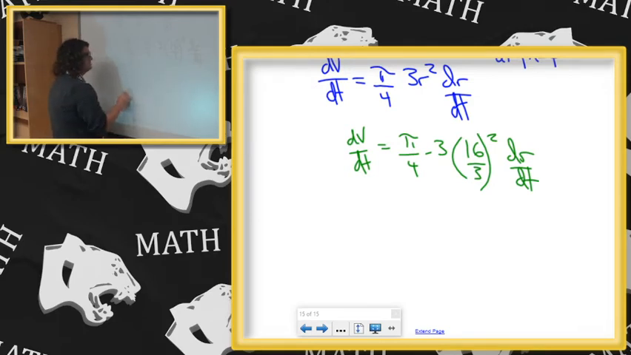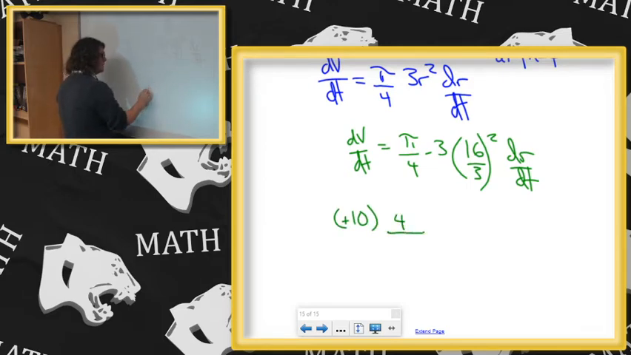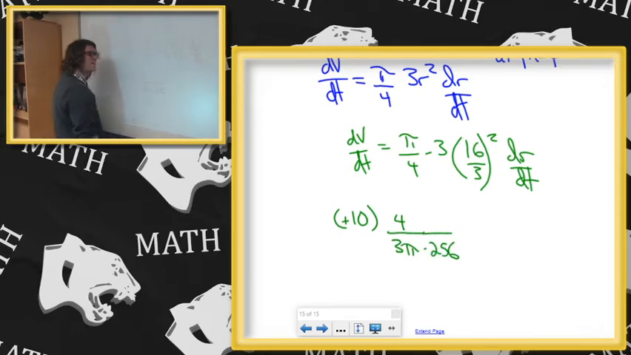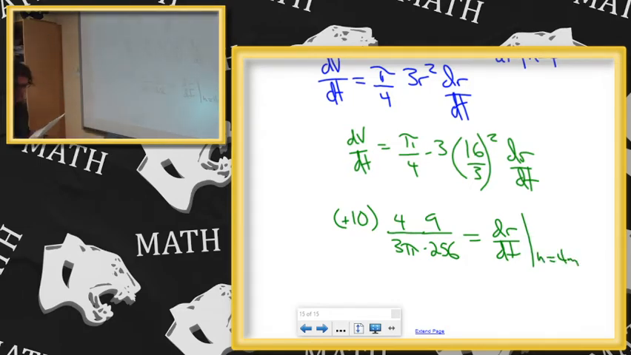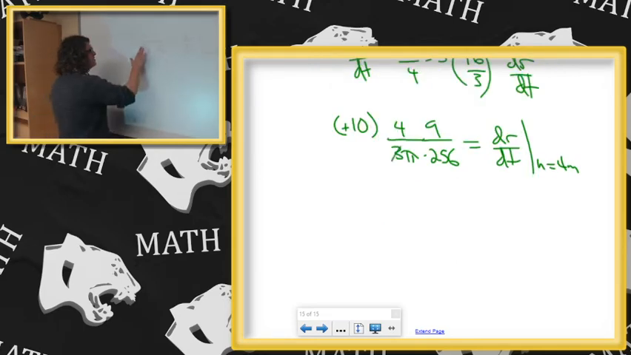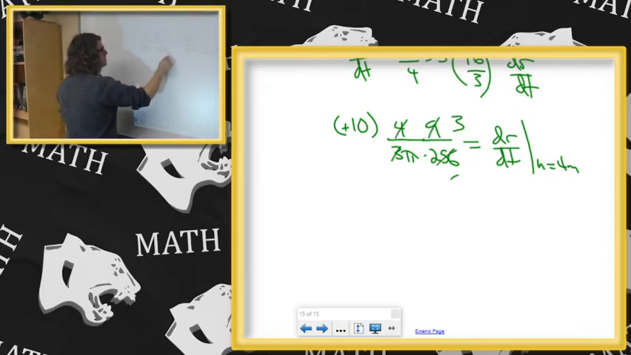Actually, so that's 10 equals that. 4 moved up, 3 and pi down to the bottom, 256 down to the bottom for 16 squared. I don't know if they do that, but specifically when the height is equal to 4 meters. Meters, I think it was. Yeah, meters. Cancel some things out a little bit here. So it's 3 over 64 pi.